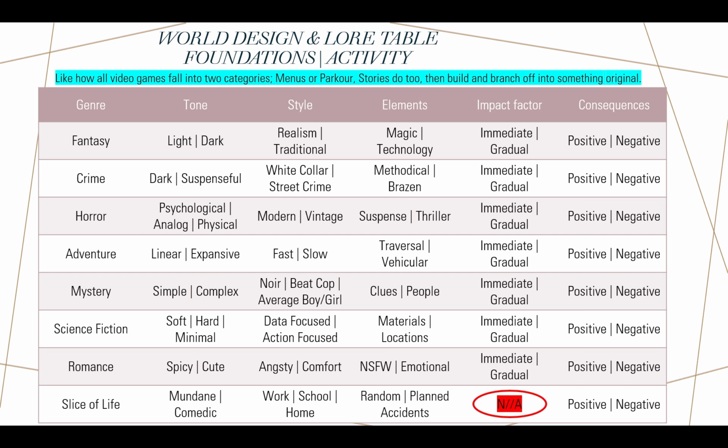I'll go over the impact factor. Essentially, immediate is whenever a character does something, there's an immediate consequence, or there's a consequence that happens sometime after. Then there's gradual, which means the more the character or characters go along the story, the more they keep doing something, the impact becomes greater, or it will lead up to something.